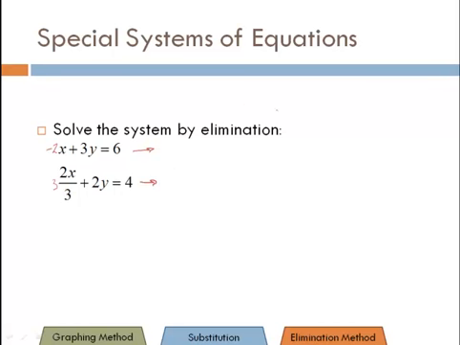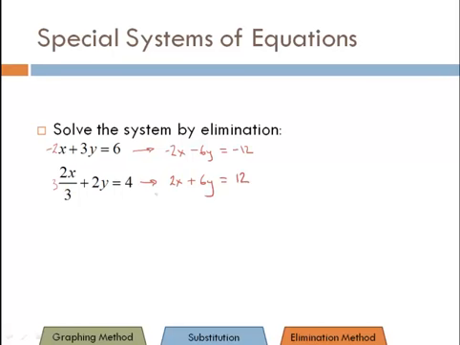On top, I get negative 2x. Negative 2 times 3 is negative 6y, and negative 2 times 6 is negative 12. And then on the bottom, 3 times the fraction of 2 over 3. The 3 and the 3 cancel themselves out, and all that's left is 2x. 3 times 2y is 6y, and 3 times 4 is 12.